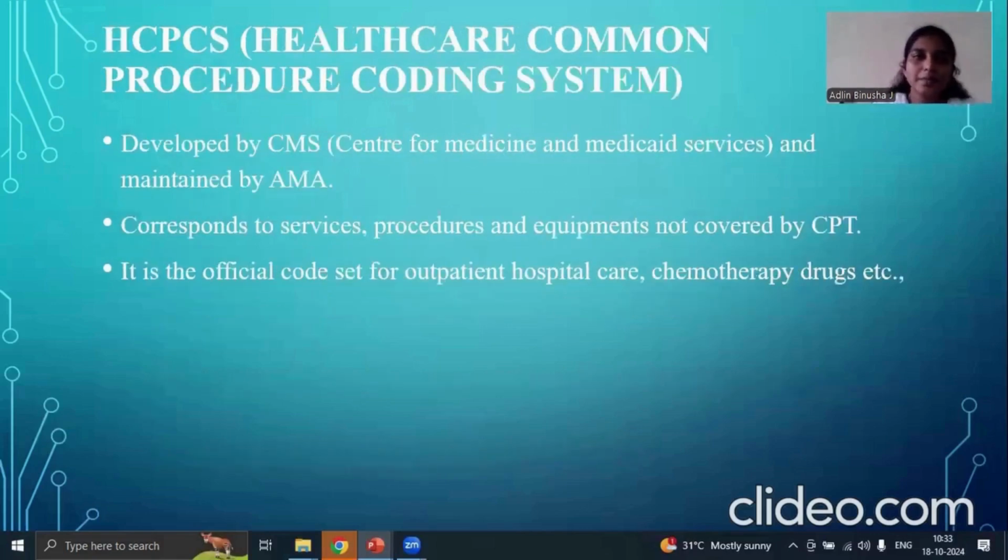Okay, next HCPCS. What is HCPCS? It is the Healthcare Common Procedure Coding System. It was developed by CMS, Centers for Medicare and Medicaid Services, but it is maintained by the AMA. And this also corresponds to service procedure documents not covered by CPT. The sections not covered by CPT will be covered here. Okay, but in ICD-10, everything will be covered. It is an official code set for outpatient care, chemotherapy, drugs, etc. HCPCS will mostly be coded for outpatients. Okay.